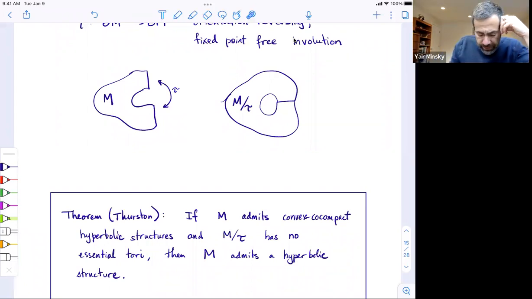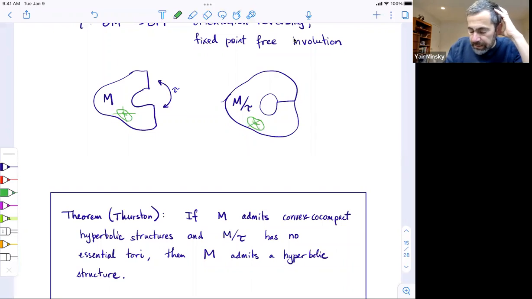How could a torus have suddenly appeared in M mod tau? Well, if it was an essential torus that didn't touch the gluing boundary, then it would have already been there in M. And that couldn't be true because M was already non-toroidal. So that's not what happens.